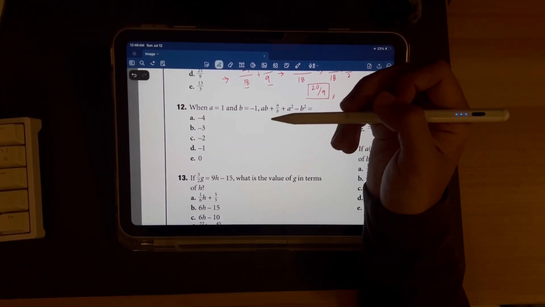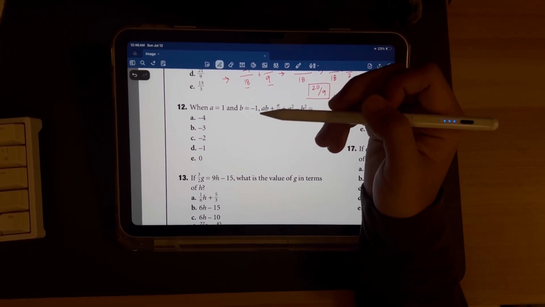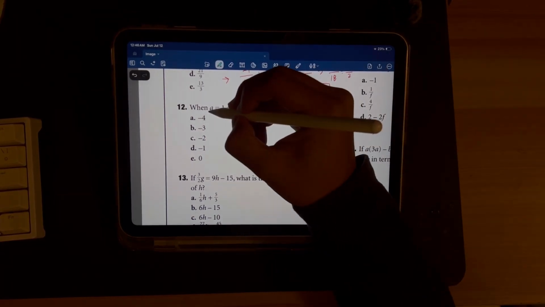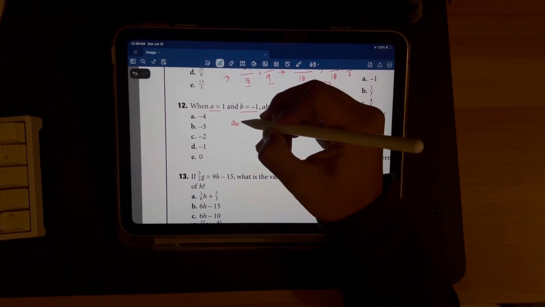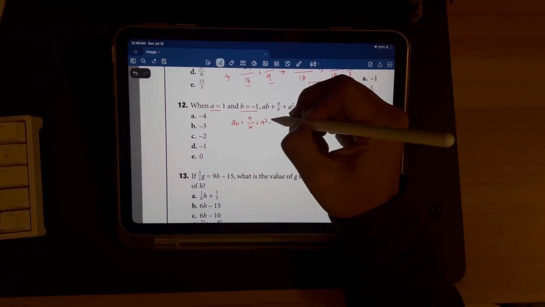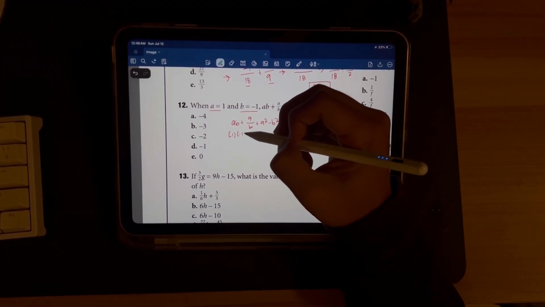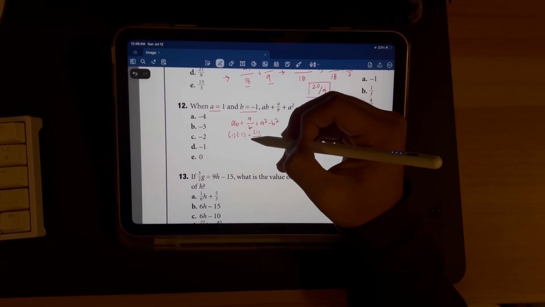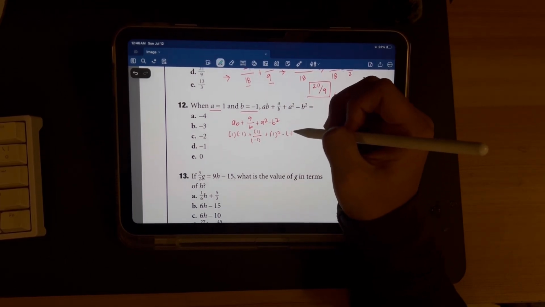Now on the 12th question, it might look difficult or hard, but it is actually easy because we are still going to follow the same principle of the rule with the previous questions with substitutions. Now let's first rewrite the old equation, a plus a over b plus a squared minus b squared. And let's substitute the given values: a as 1, b as negative 1, a as 1 over b as negative 1, plus 1 squared minus negative 1 squared.